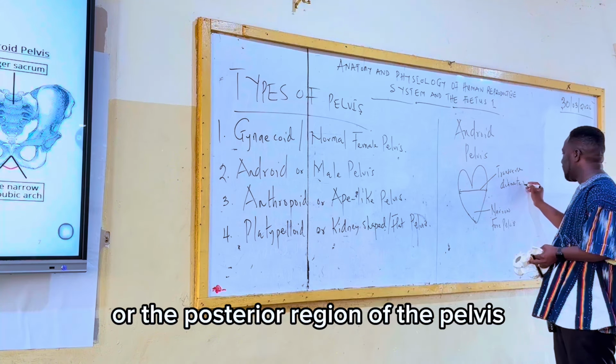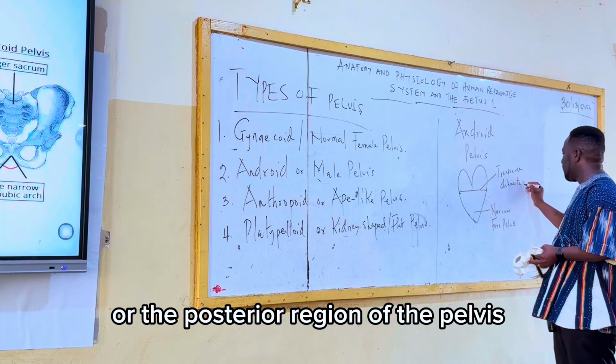You realize that we just mentioned that in the gynaecoid pelvis there is a well-curved hollow of the sacrum. But in the android pelvis, the hollow is almost straight. So it has a very poor curve, and then has a much longer sacrum, giving the cavity a funnel-shaped appearance. Again, in android pelvis, the sciatic notch, the greater sciatic notch, is very narrow.